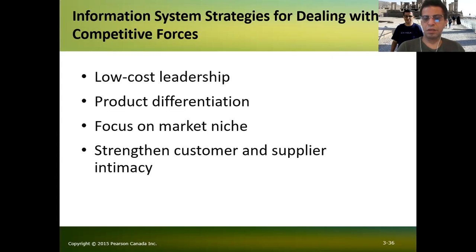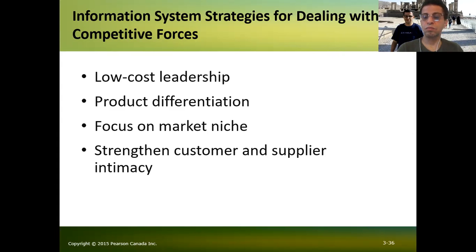The information system strategy that deals with competitive forces in these cases: you need to have low cost leadership. When you start there, you're a leader in low cost, so you can be very competitive and respond to these forces. You also can have a kind of product differentiation, which makes you special compared to others.